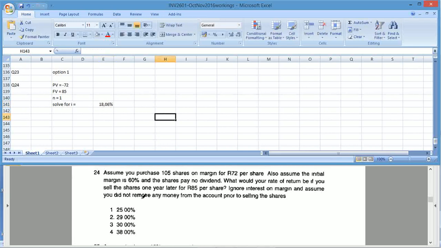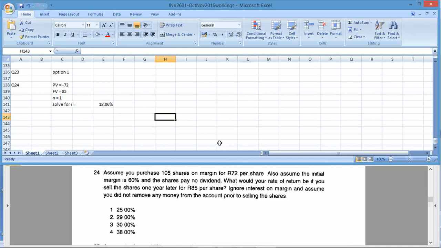That's not one of the options. So let's read the question again. Assume you purchase 105 shares on margin for 72 Rand per share. Also assume the initial margin is 60% and the shares pay no dividend. So that means that 60% is actually what we've got there. So we need to work it out in terms of present value, because what would your rate of return be if you sell the shares 1 year later for 85 Rand per share?